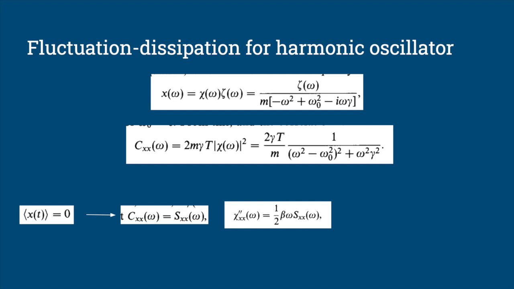From this, and the correlation function for zeta of t, we can obtain the correlation function of xx of omega. Using the previous equations and the fact that the average displacement of a particle in oscillation is 0, we can say that Cxx of omega is equal to Sxx of omega, and we obtain this result, where beta is 1 by T. So this is the fluctuation dissipation theorem.